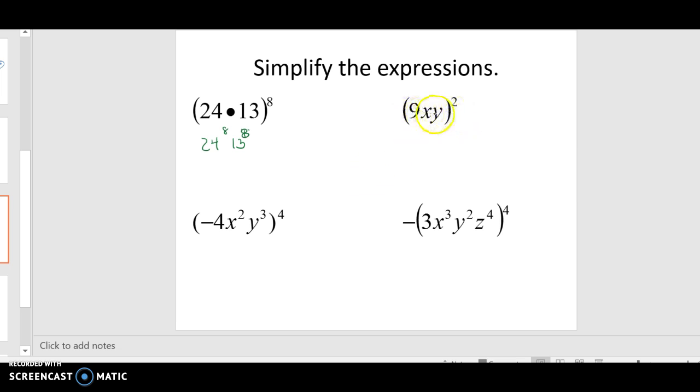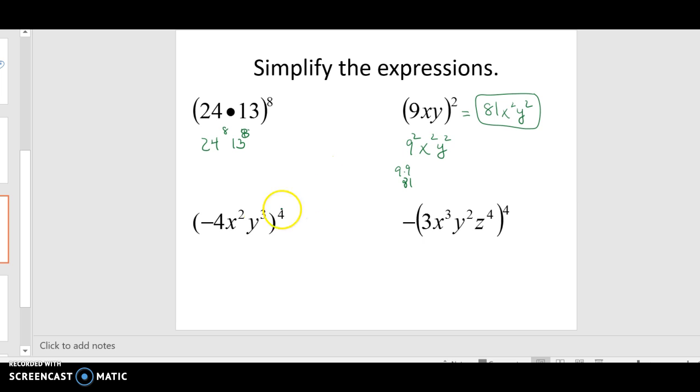Now over here, notice I have 2 variables and a coefficient here. So what I'm going to do is raise everything to the second power. When I do that, 9 to the second power, you have to understand, is going to give you 81, because 9 times 9 is 81. Then it's just going to be x squared, y squared. Done.